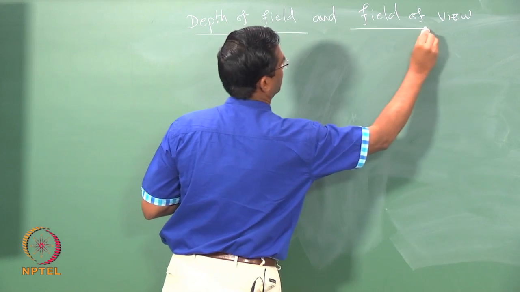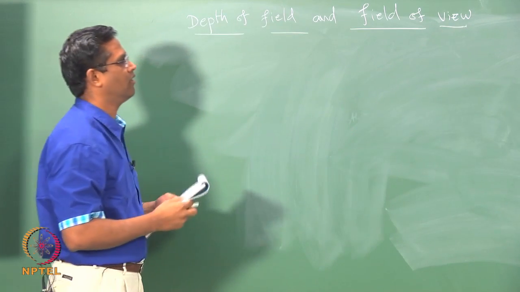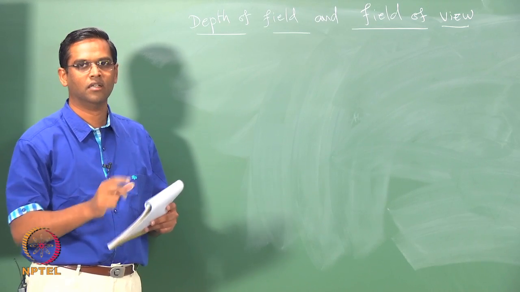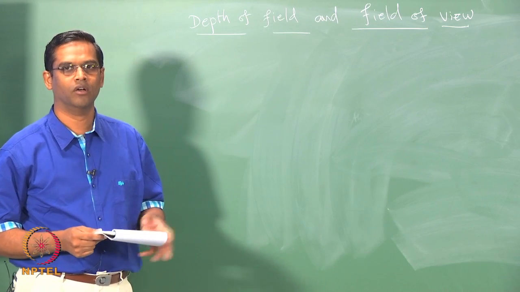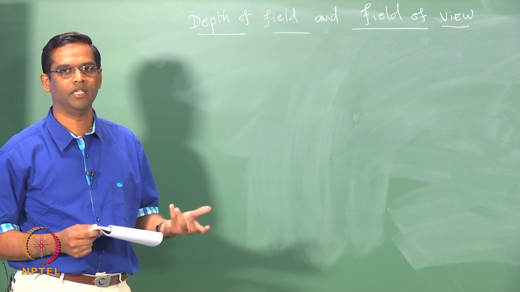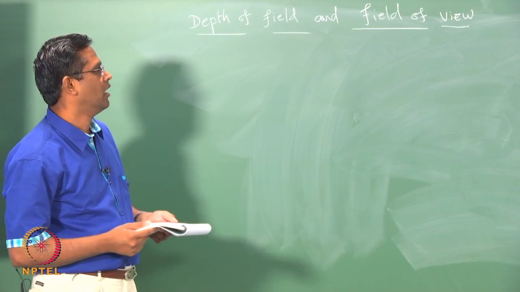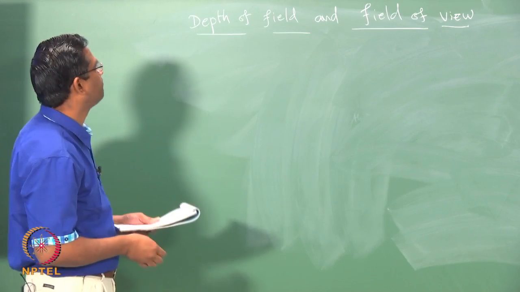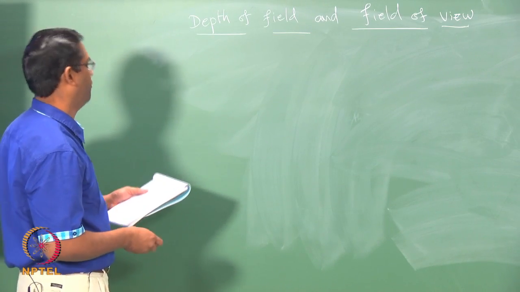We will also look at the other concept, field of view, that is, what is the region you will be able to view through your eyepiece or objective lens. That depends upon some of the basic quantities. So let us first look at the depth of field.